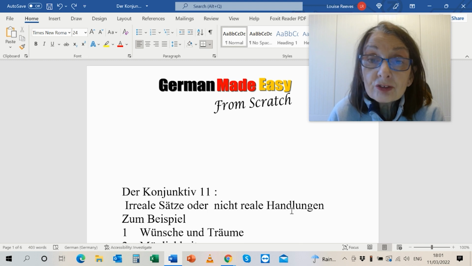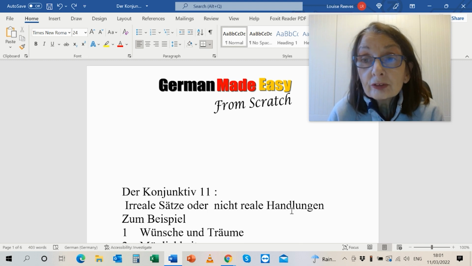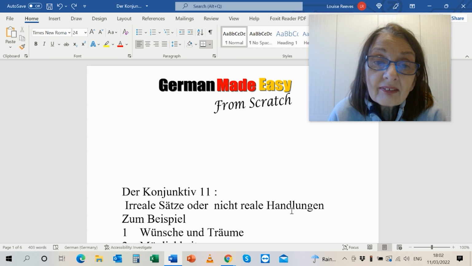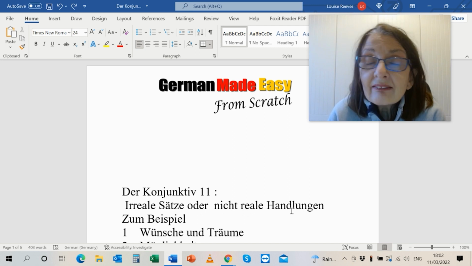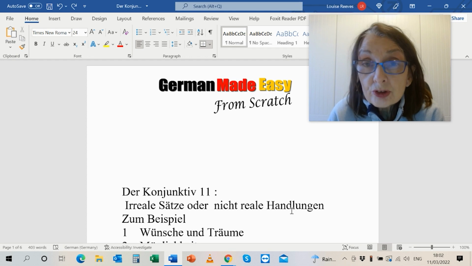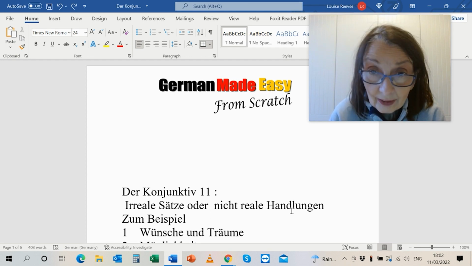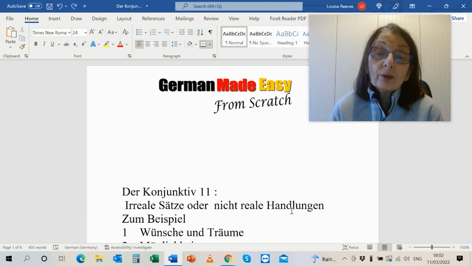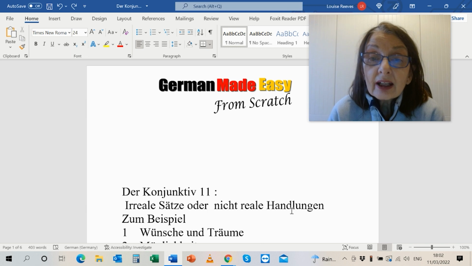And it is the English version. The English version for the Konjunktiv 2 is would, what you would do. For example, if you won the lotto. So deswegen nennt man das irreale Sätze, unreal situations or sentences oder nicht reale Handlungen, actions. Something that's not real, what you would do if you had something else, but it might never happen at all. Zum Beispiel, I'll give you a few examples of some diese nicht reale Handlungen.